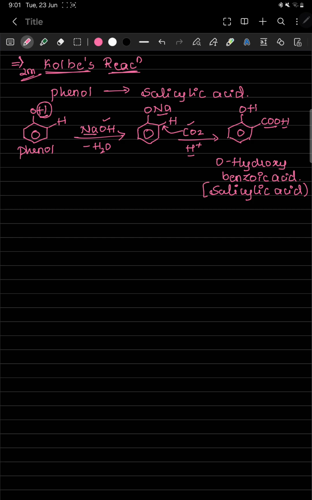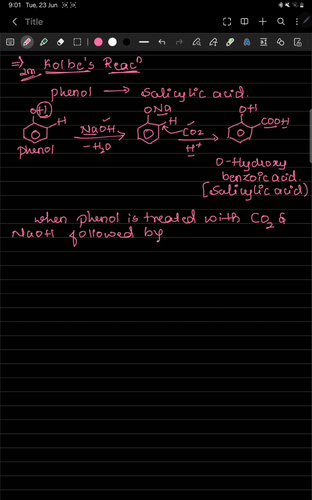When it comes to the explanation of the same reaction, you need to write like this: when phenol is treated with CO2 and NaOH followed by hydrolysis, it produces salicylic acid. So this is how your reaction works.